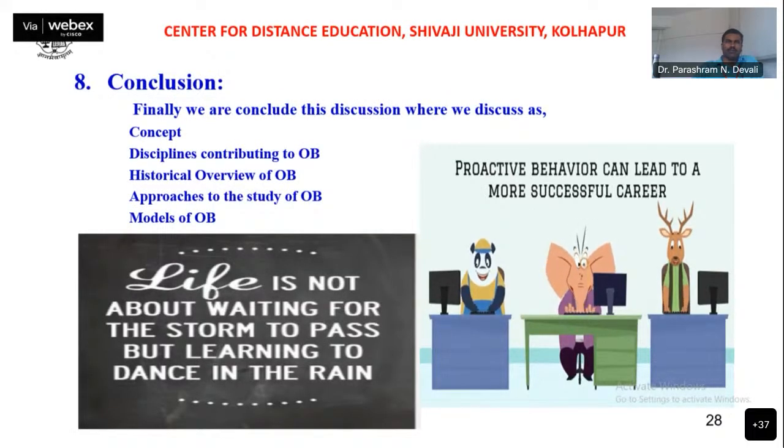Finally, we conclude. In this unit, we may learn the basic concept of organization behavior, discipline, contribution to organization behavior, historical overview of organization behavior, approaches to the study of organization behavior, and models of organization. Finally, we can say proactive behavior can lead to a more successful career.